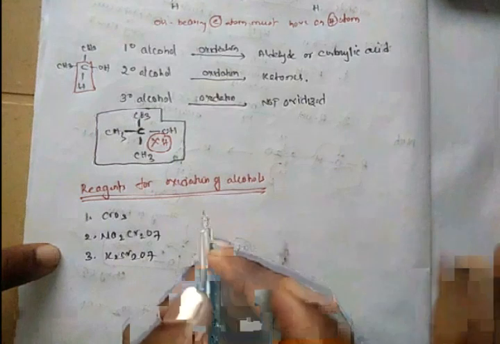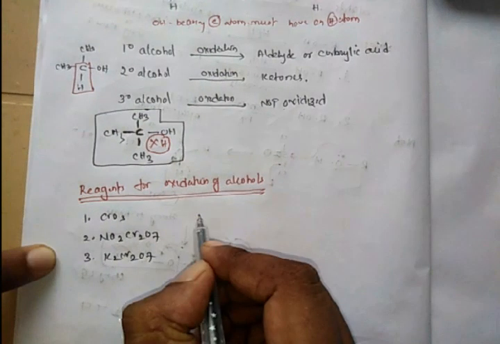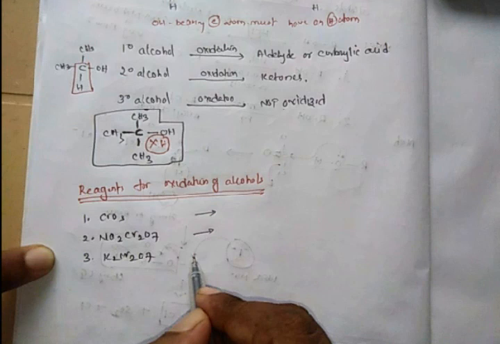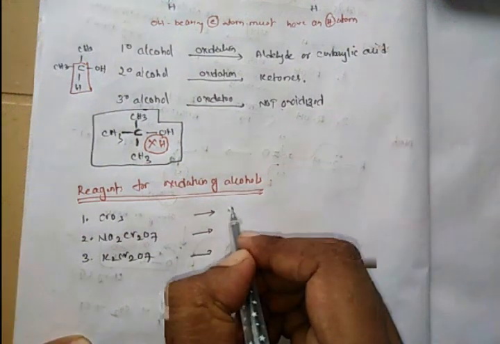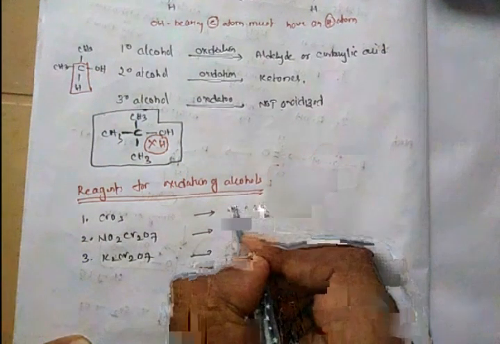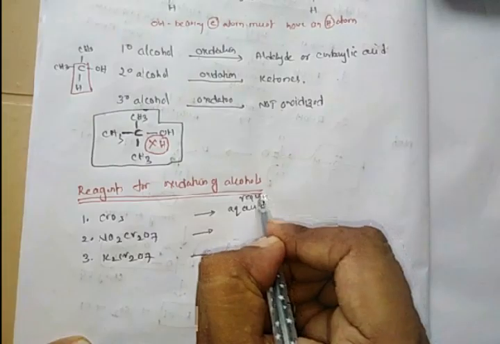But this chromium trioxide, this sodium dichromate, this potassium dichromate, all of these require aqueous acids like H2SO4 plus H2O. In order to show their oxidizing power, they require H2SO4 plus H2O.